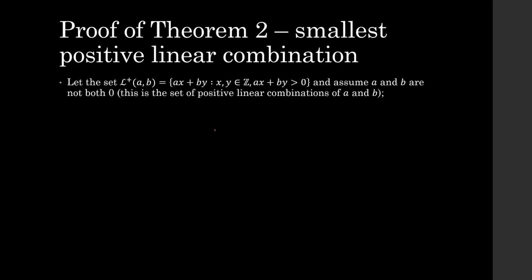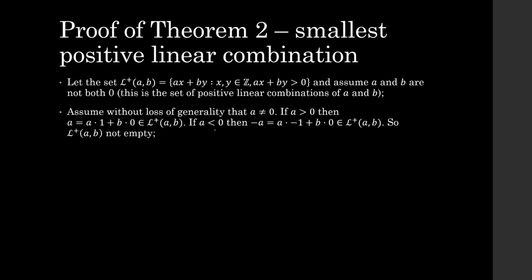So, and also if they are both 0, then it's easy to see that the GCD of A and B is just going to be 0, right? And that's an easy linear combination. We just take x and y equal to 0, and we do A times 0 plus B times 0, and that gives us 0. All right.